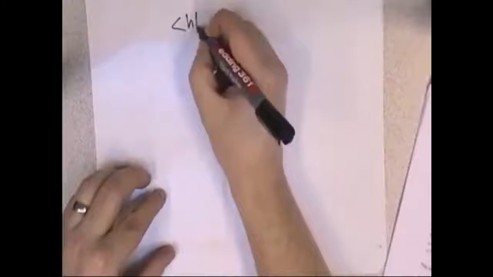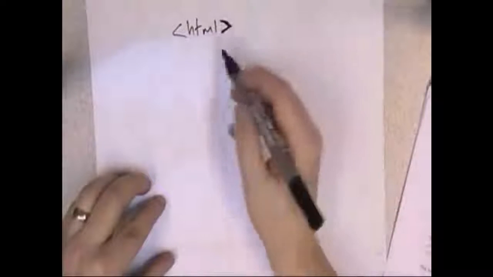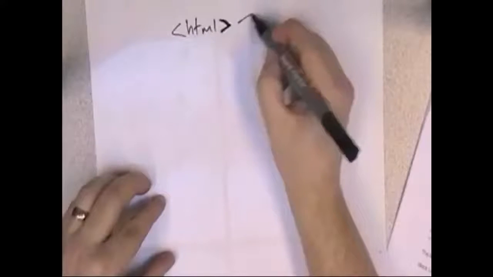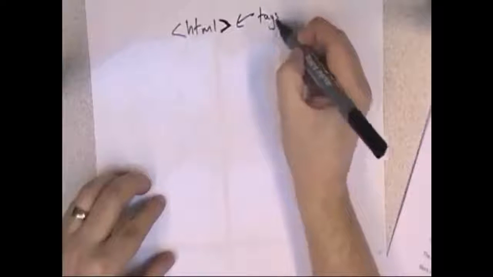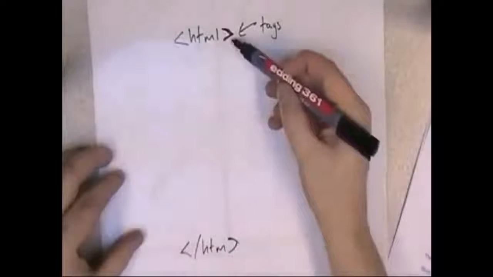But every web page should look like this. I'll make sure this appears on the screen. It should start with HTML inside two pointy brackets, and these things here are called tags. HTML has lots and lots of different tags. Every tag in HTML has an opening tag and a closing tag. So what we're saying is this is the start of the HTML document, this is the end of the HTML document, and everything in between is HTML.